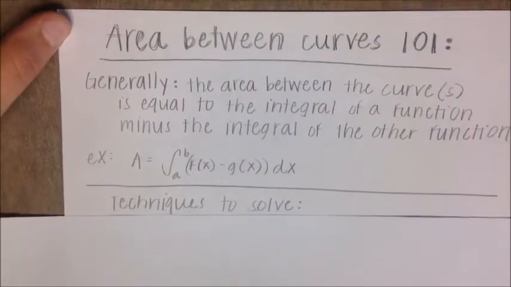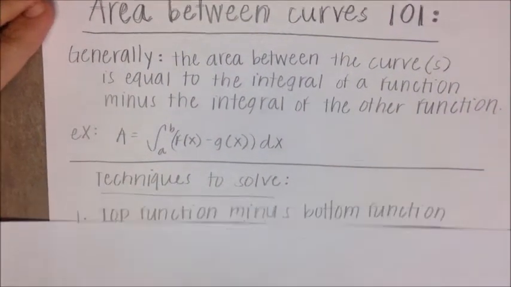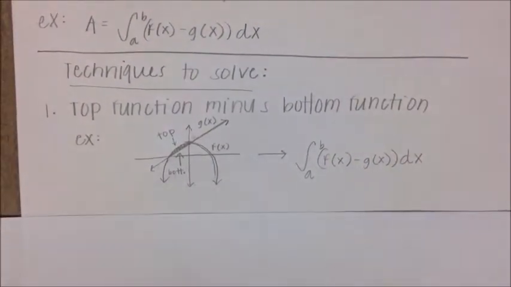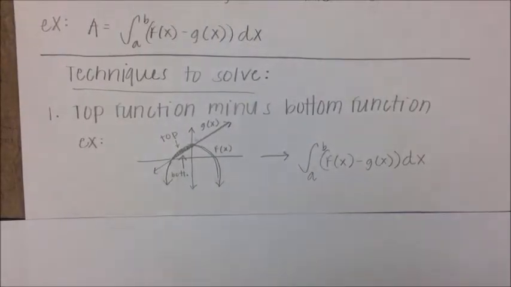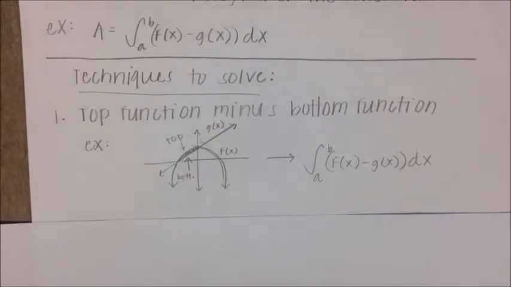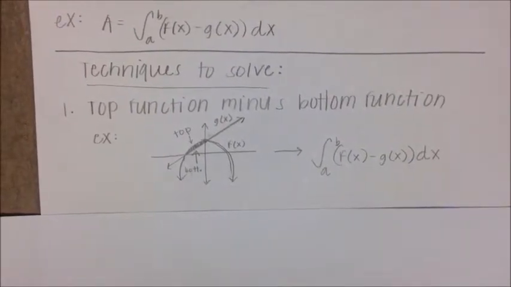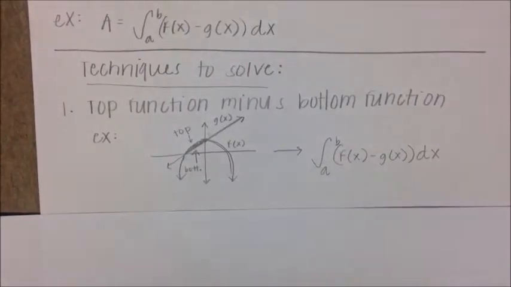But when you solve these problems, there are two techniques that you should follow, depending on how your graph is laid out. The first one is top function minus bottom function. This means that in the example, f of x is the top function and g of x is the bottom function. So you would subtract g of x from f of x, which is shown next to it, the integral from a to b of f of x minus g of x.